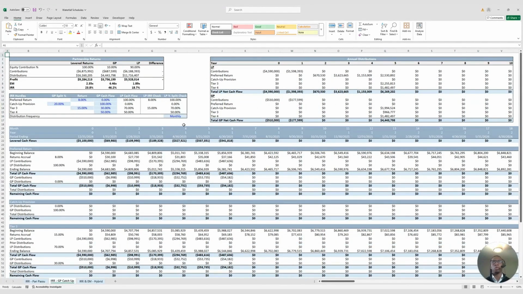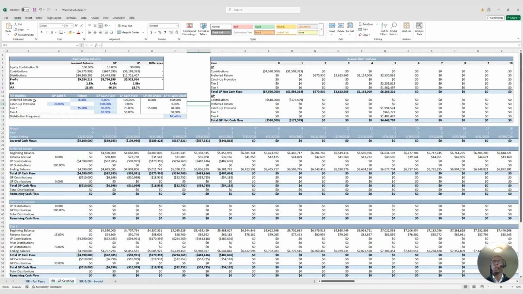The next waterfall structure that we'll be looking at is another IRR-based waterfall, this time featuring a GP catch-up provision. So here we have our summary statistics for the deal, we have the levered returns, and then we have the return metrics following the waterfall schedule. So these are the GP returns, and then these are the LP returns. And again, these returns are directly informed by the assumptions that we input here, which is where we can change the assumptions for the different hurdles in this waterfall structure.